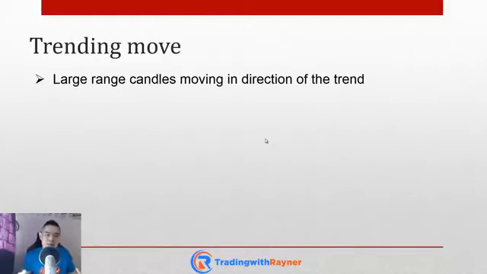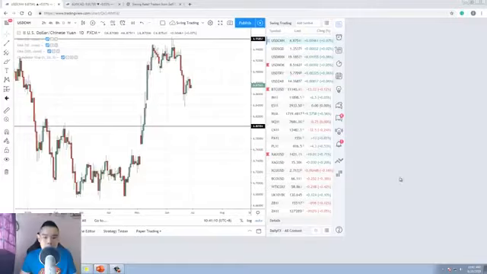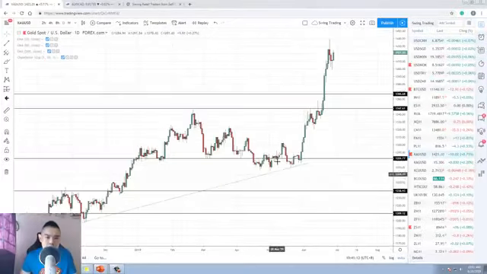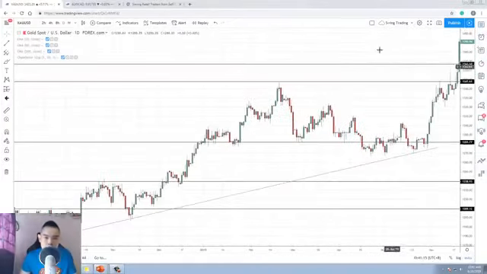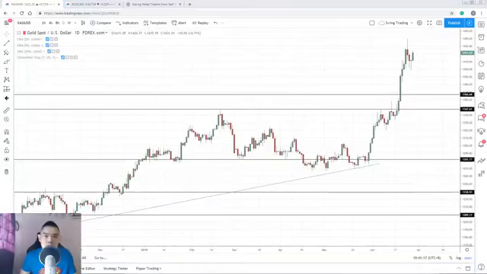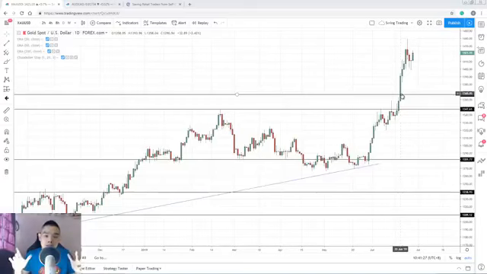What is a trending move? You can think of a trending move as a move in the market where the candles are trading in the direction of the trend. And this type of candles are usually larger than usual. Let me walk you through it. If you look at this market of gold, you can see that over here, this is a trending move. This is a trending move. This is a trending move. Notice the range of these candles are larger than usual. This is what we call a trending move.